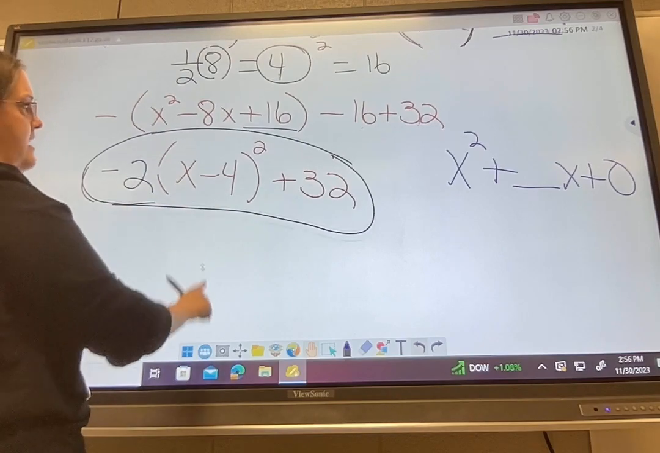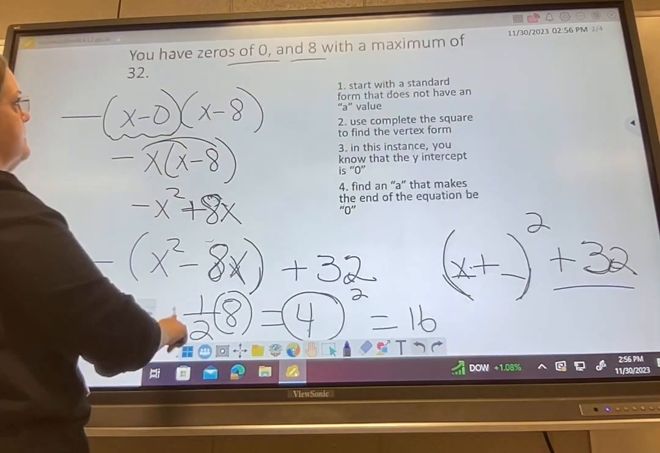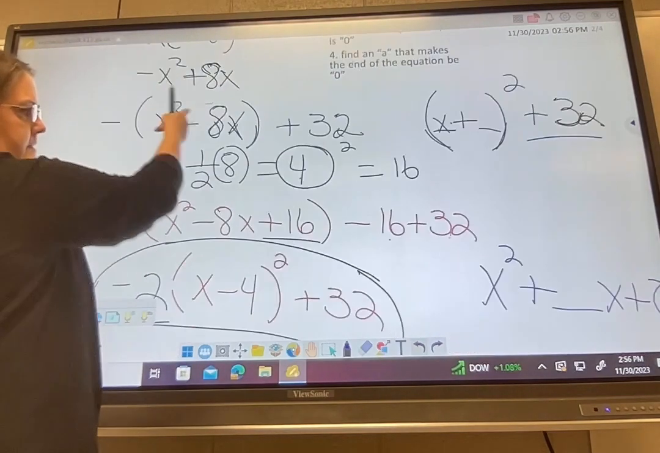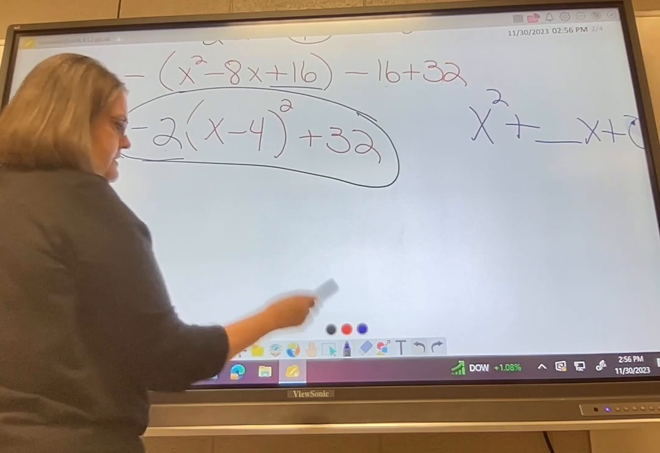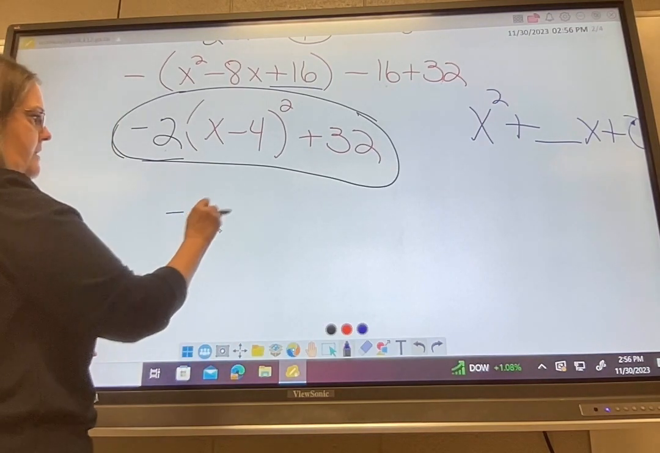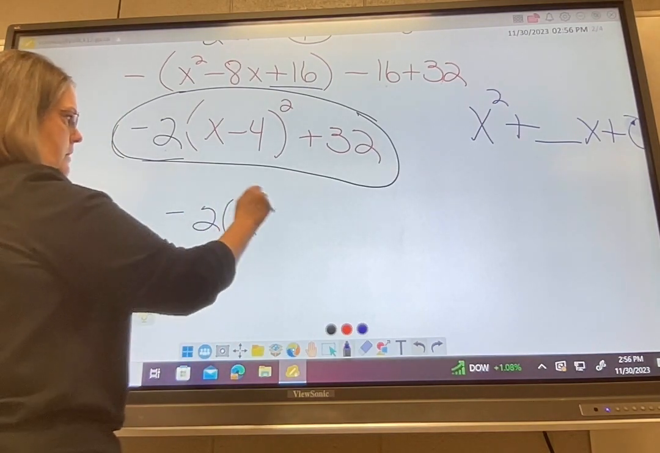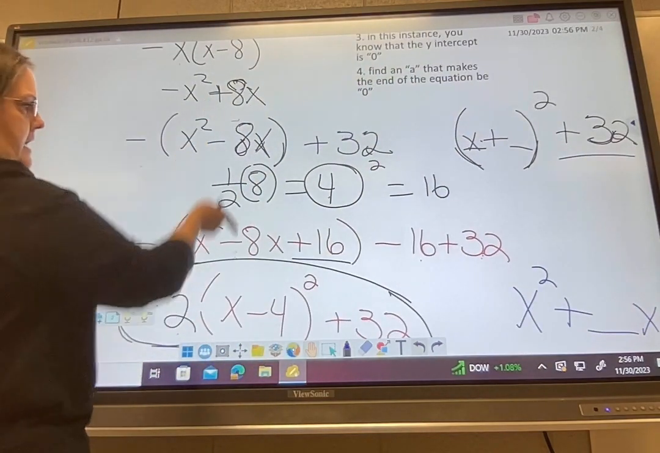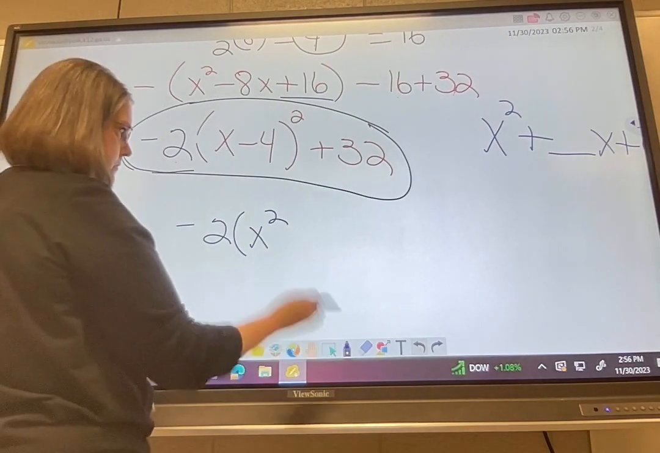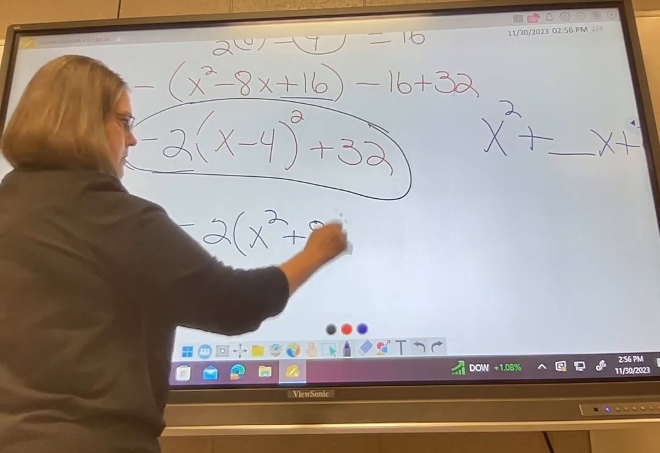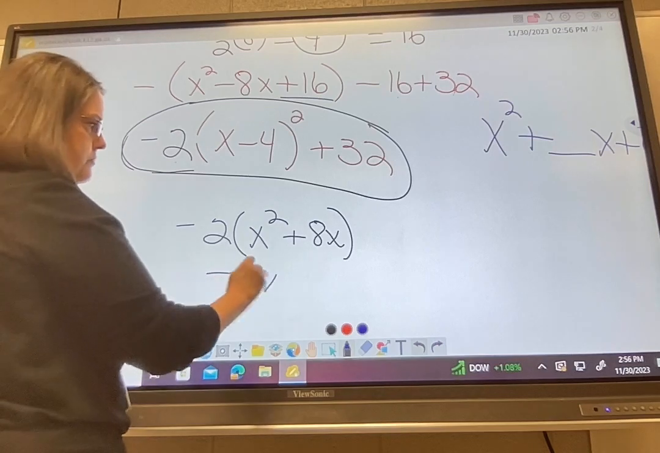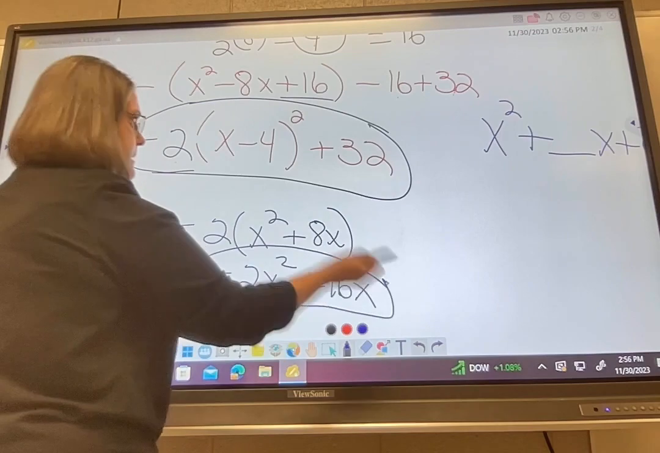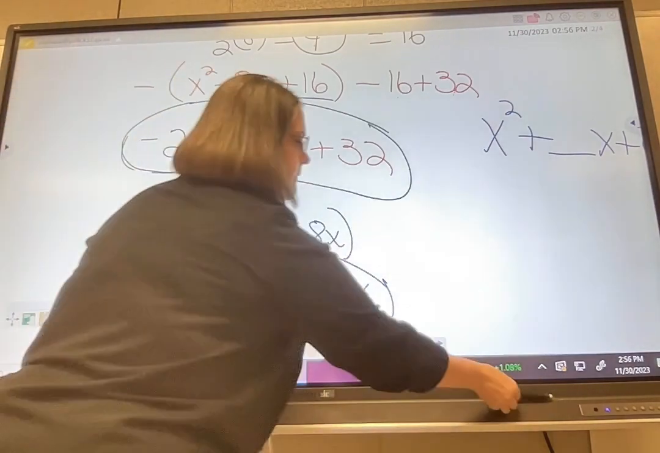That means that my standard form up here, which I didn't complete in class and show you, when I have this negative x squared plus 8x, I'm going to take it and multiply it by the negative 2 as well. See the plus 8x? Which means my standard form is actually this. So this is standard form, and that's vertex form. Thank you.